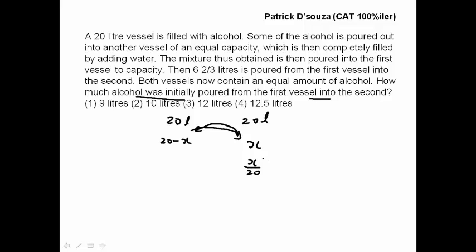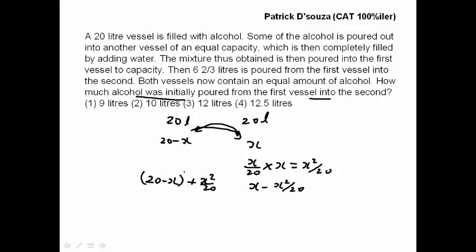Now you are taking x liters from the second to the first, which means the amount of alcohol that you are removing from the second to put in the first is x upon 20 into x. In 20 liters, if there is x liters of alcohol, then in x liters how much will it be? We get x square upon 20. So now the amount of alcohol in the first mixture is 20 minus x plus x square upon 20. In the second it is x minus x square upon 20.